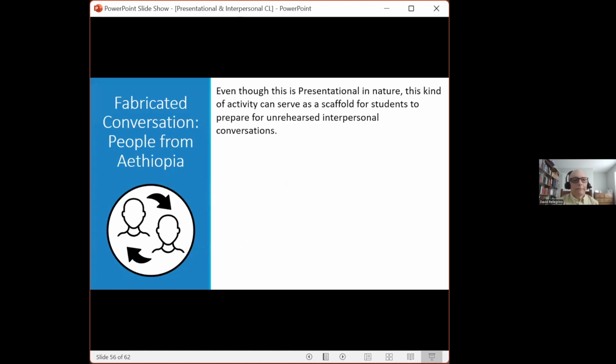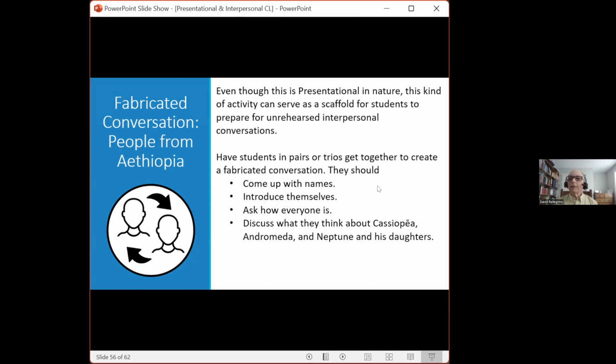Okay, so here is an opportunity for a fabricated conversation. You can also call this a guided conversation. It depends on what you use in your school. Even though this is presentational in nature, as you can see at the top, this kind of activity can serve as a scaffold for students to prepare for unrehearsed interpersonal conversations. So, after reading about this in their passages, students can work in pairs or trios to create a fabricated conversation where they come up with names for each other, introduce themselves, ask how everyone is, and discuss what they think about Cassiopeia, Andromeda, and Neptune and his daughters.